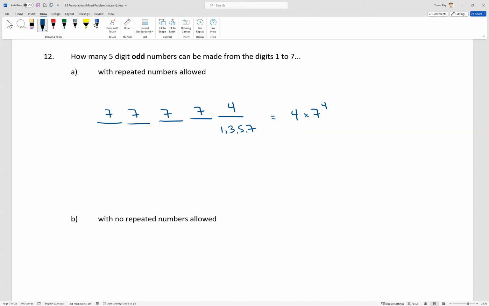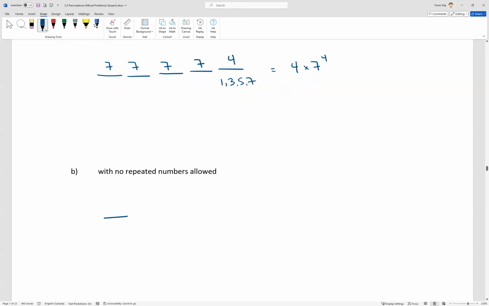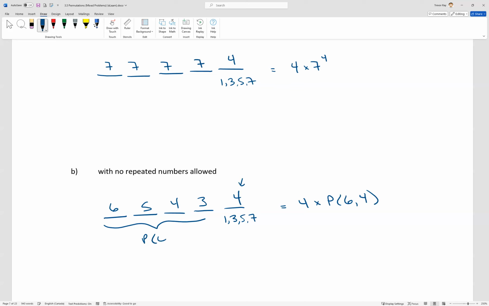Now, if we repeat the same question, but this time we're not allowed to have repeated numbers, it doesn't change it too much. This still has to be a 1, 3, 5, or 7, so we have 4 choices. However, one of our 7 numbers is now gone, so we have 6 choices for the first number, 5, 4, and 3 as we go. And again, you can multiply those together and call it a day, or if you want to write that as 4 times 6, pick 4, you can, since this is the 4, and that's the 6, pick 4.